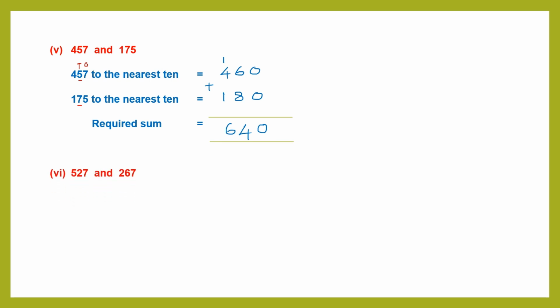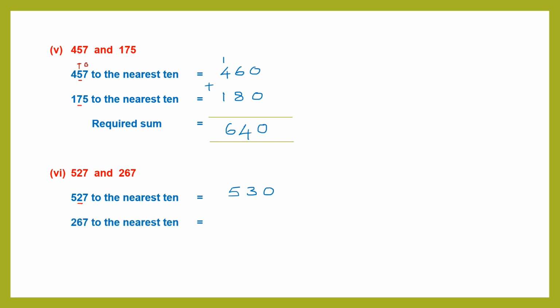640. Question 6. 527 and 267 is the pair of numbers. So 527 to the nearest 10. Digit in the tens place. Ones, tens is 2. The digit to its right is more than 5. So 2 will change to 3. So let's write 5, 3 and 0.